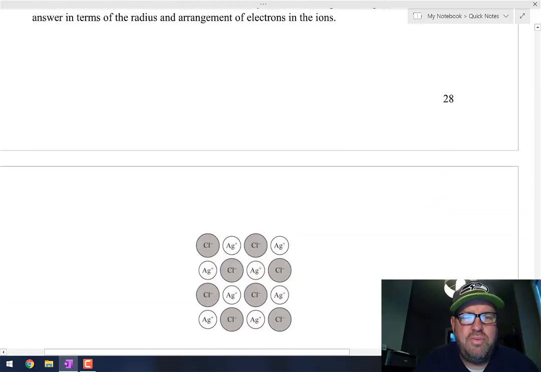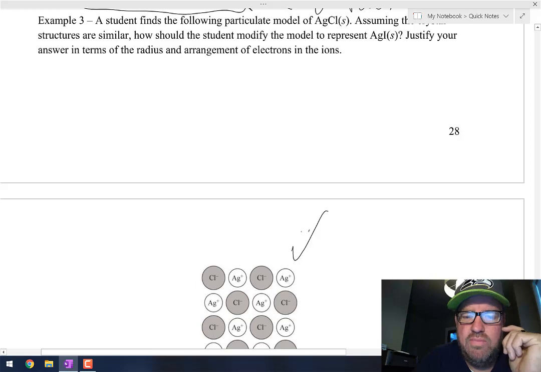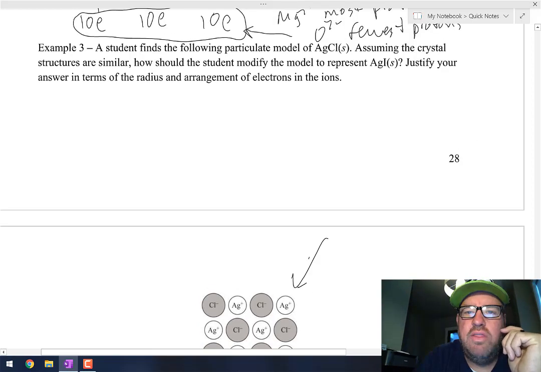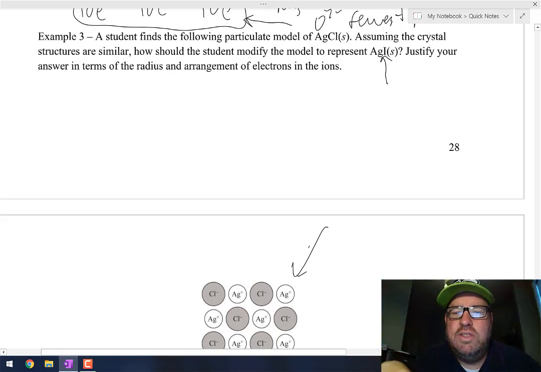Okay, example 3 says a student finds the following particulate model of AgCl. So down here below, okay, assuming the crystal structures are similar, how should the student modify the model to represent AgI? Justify your answer in terms of the radius and the arrangement of electrons in the atom. So first of all, we look at the periodic table and we see that iodine is much, much lower on the periodic table than chlorine is. So this is Ag plus and Cl minus, and this is Ag plus and I minus.